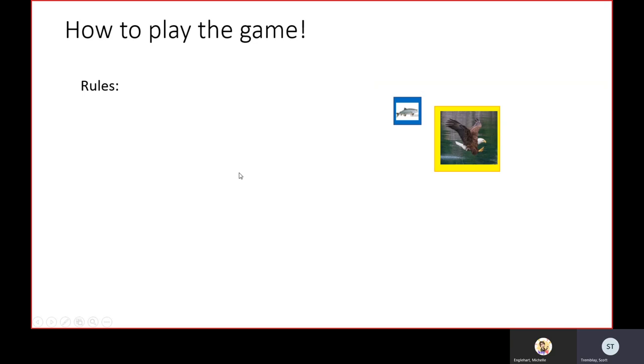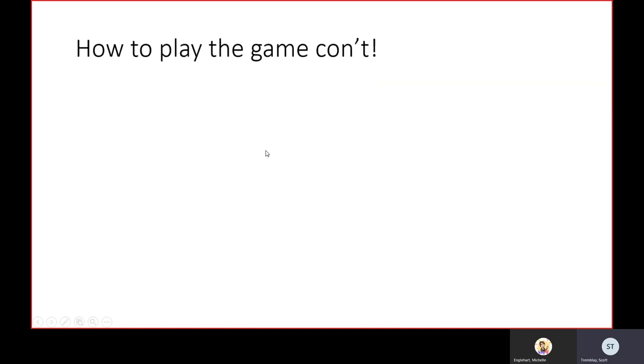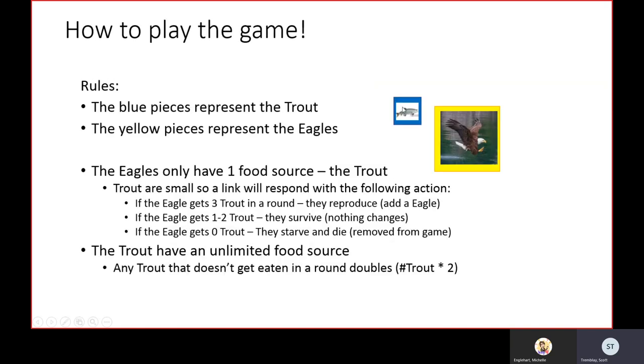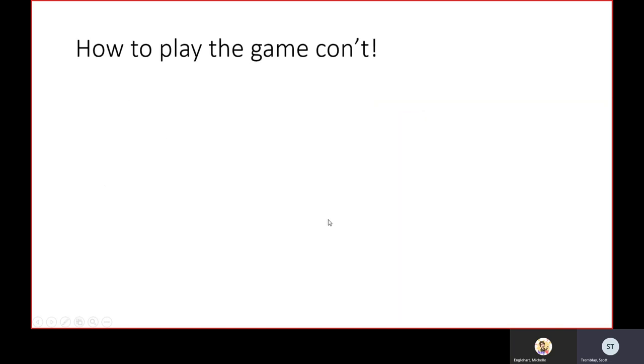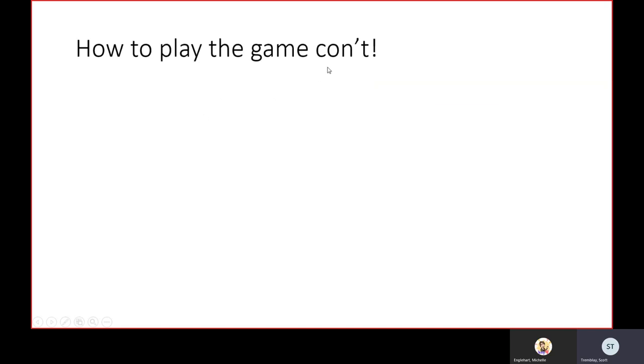So the game plays basically the same, except we're just replacing hare with trout and lynx with eagles. Same sort of idea: if the eagle catches three trout, it doubles. If it only catches one or two, they survive. If it catches nothing, it dies. And then any trout that don't get eaten, double. So basically the same rules, we're just replacing them.